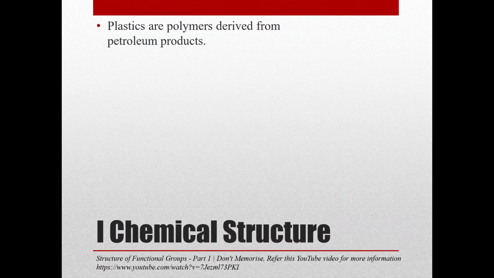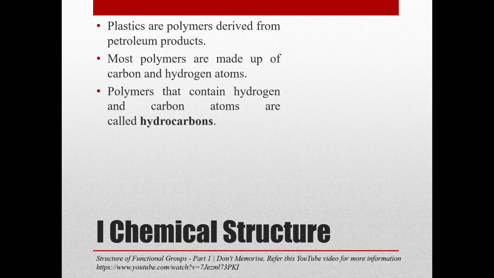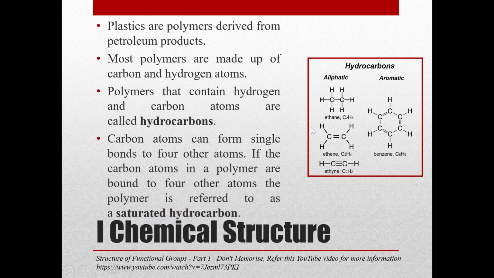So chemical structure means that the plastics are polymers which are derived from petroleum products, and most of these polymers are made up of carbon and hydrogen atoms. Polymers that contain hydrogen and carbon atoms are called hydrocarbons. So one can see in the image here they are classified as aliphatic and aromatic. So let us see what is meant by that.